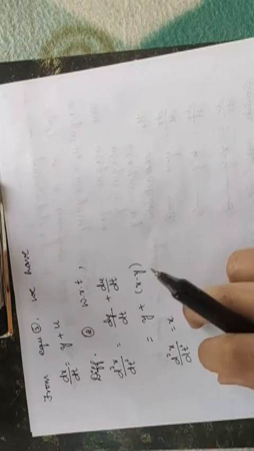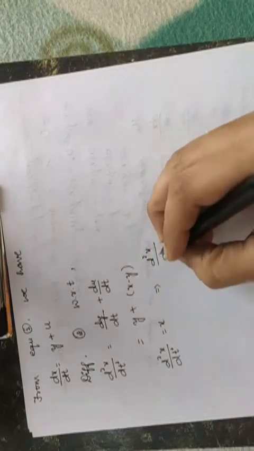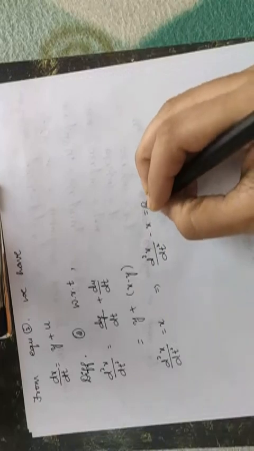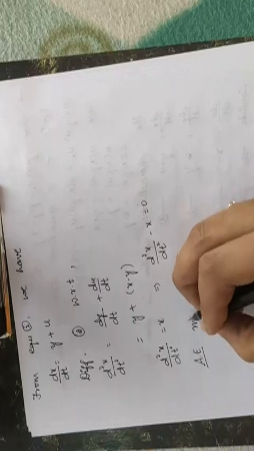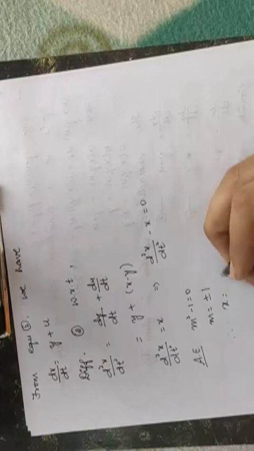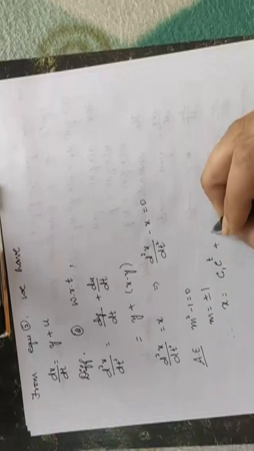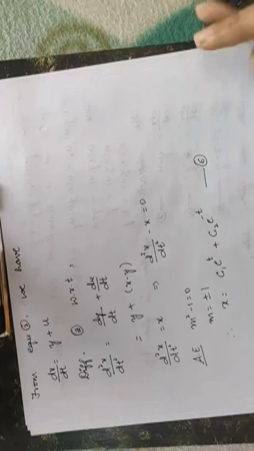So this is nothing but your second order differential equation. You can solve this equation by using the method of auxiliary equation. So this implies d square x by dt square minus x is equal to 0. For this, the auxiliary equation will be m square minus 1 is equal to 0. m is equal to plus or minus 1. Therefore, the solution of x is c1 e power t plus c2 e power minus t. Call this as equation number 6.